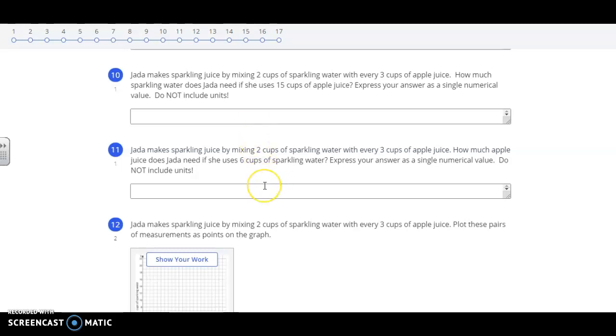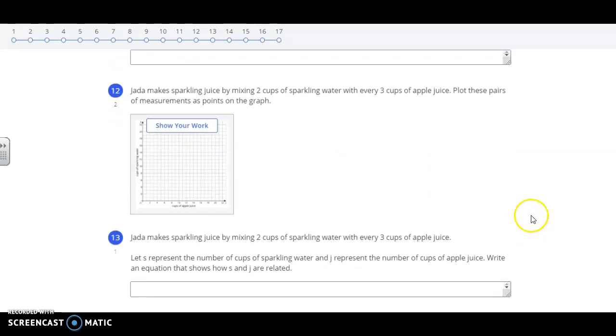Number 11. Jada makes sparkling juice by mixing 2 cups of sparkling water for every 3 cups of apple juice. How much apple juice does Jada need if she uses 6 cups of sparkling water? Express your answer as a single numerical value. Do not include units. Pause and solve.